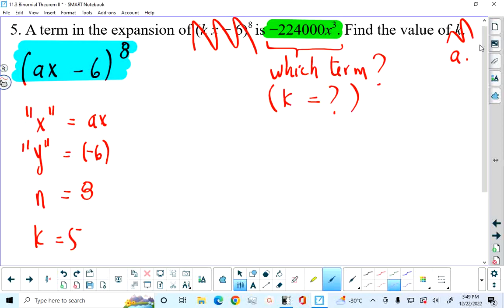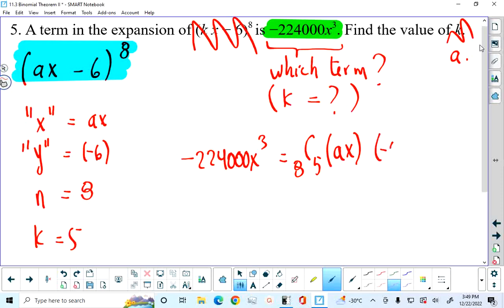However, we do know that the term has to give us negative 224,000 x cubed. And we know that that term has to be n choose k, times x raised to an exponent, times y, which is negative 6, raised to the k number, and the exponent on ax must be 3, because 3 plus 5 will give you 8.